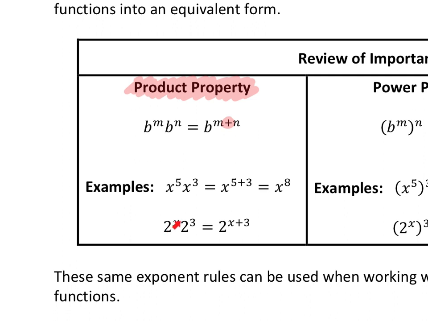If we have 2 to the x times 2 to the 3rd, those bases match, so we still add the exponents. We just can't actually add x and 3 together, so we just leave it as x plus 3 in the exponent. Do we accept?